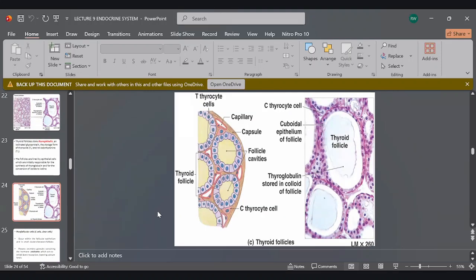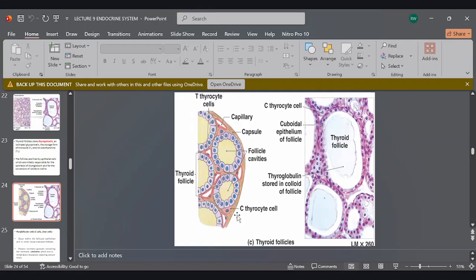Now, here we are also able to appreciate the thyrocyte cells. We have the capillary, which is here. Here we have the capsule that covers it, and the follicle cavities. These are the follicle cavities. Then we have the C thyrocyte cells.